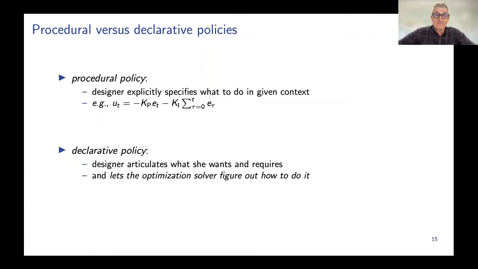Now, in contrast, a declarative policy is kind of interesting. In a declarative policy, the way you do that is a designer articulates what she wants and requires. Those are literally the objective and constraints. And then lets the optimization solver figure out how to do it. And I know we're all used to this. I think everyone at this meeting would get that.